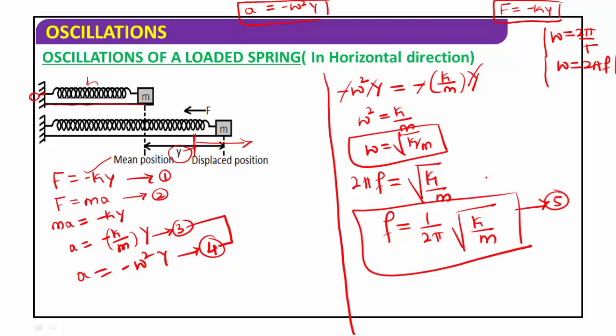This equation gives the expression for frequency of oscillation of a loaded spring in the horizontal direction. f equal to 1 by 2 pi root of k divided by m. You have already used this formula in the practical when you did the spring constant experiment. This is the expression for frequency of the oscillation of a loaded spring.